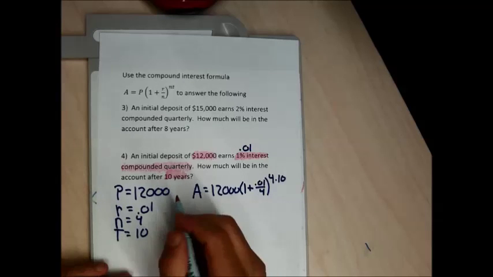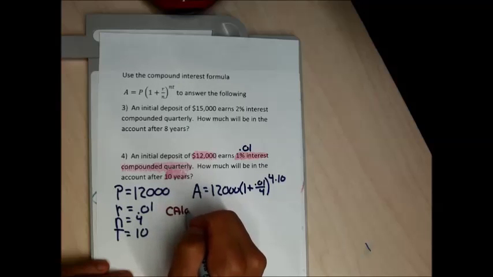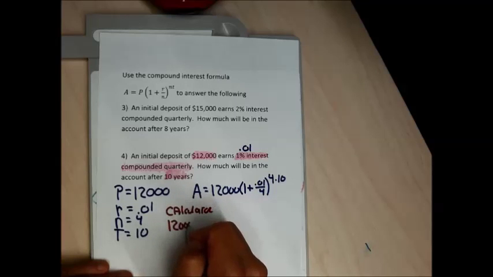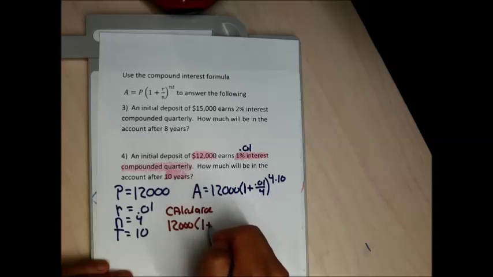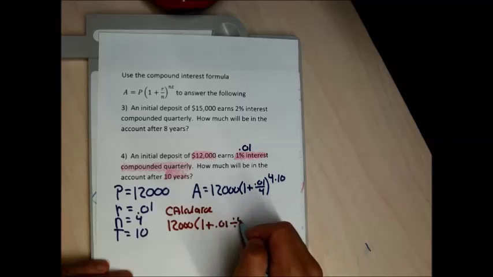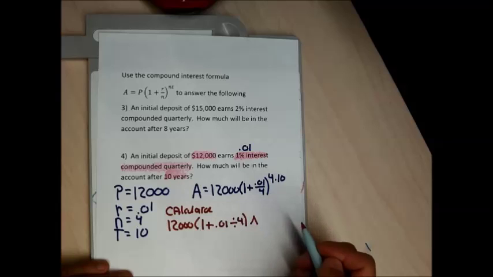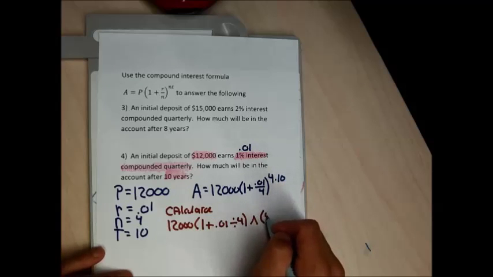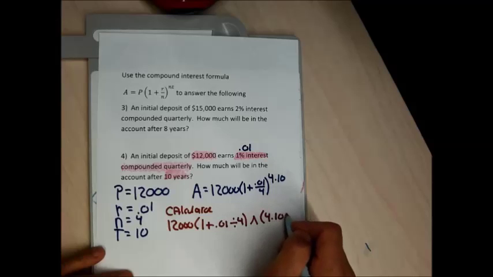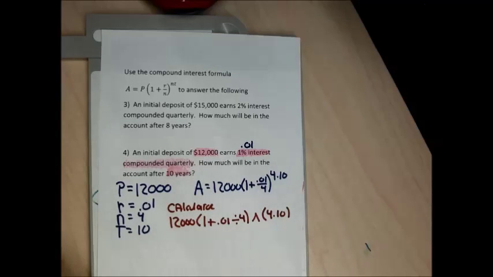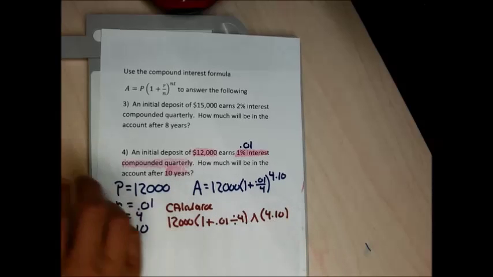So on my calculator, I'm going to enter 12,000 parentheses 1 plus 0.01. I'll type the divide key. It'll show a slash. Divide it by 4. Up arrow. It's probably easier to do up arrow 40. But if you want to do 4 times 10, you have to put it in a parentheses. If you don't put the 10 in a parentheses with the 4, you'll get the wrong answer. If you just make a 40 there, you'll still get the right answer.